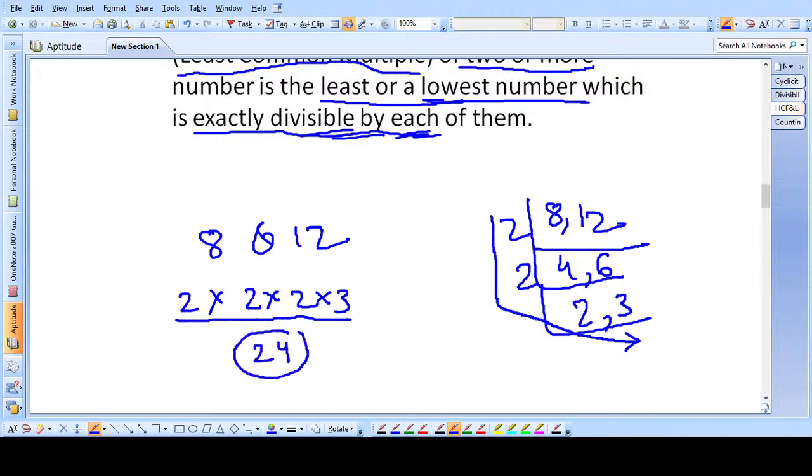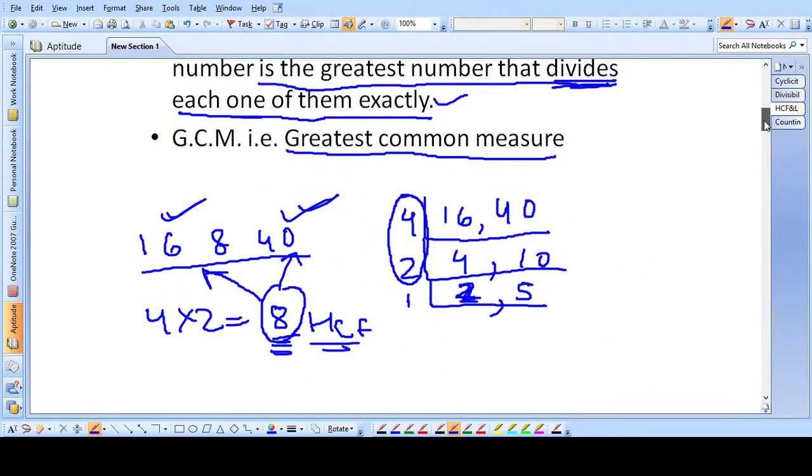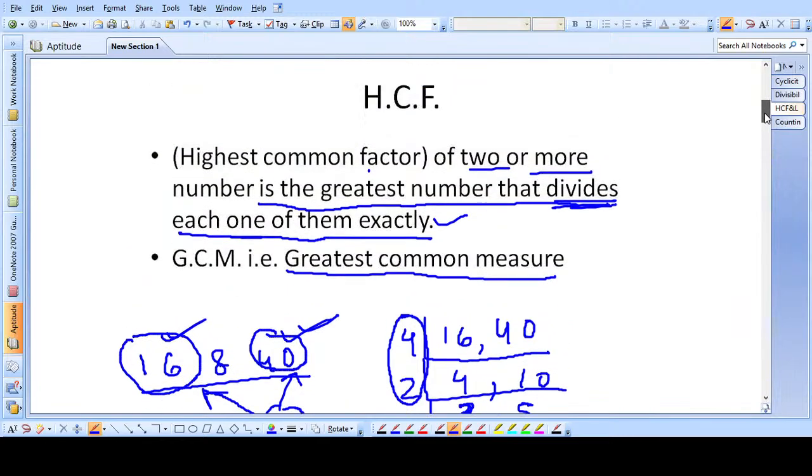So what you can see here is that these two numbers, 8 as well as 12, both can divide this number. And this is called the least common multiple. This is the smallest number which both can divide. Whereas in HCF, what was the condition? That the number which we got as HCF can divide both these numbers. So they are just opposite things, what is HCF and what is LCM.